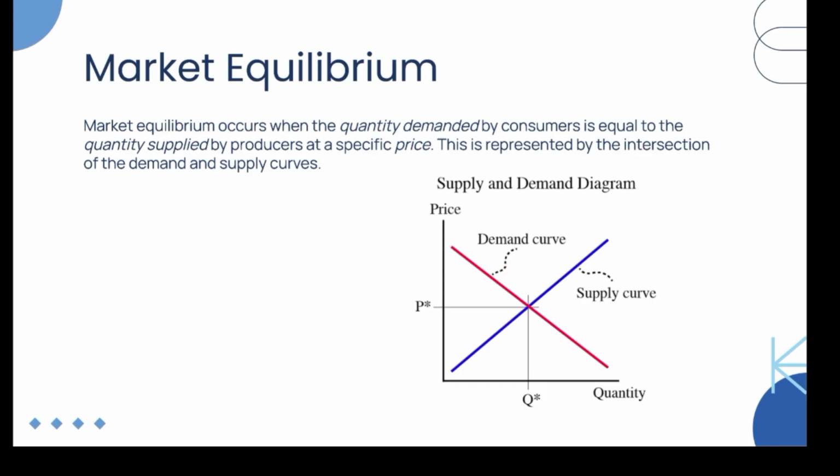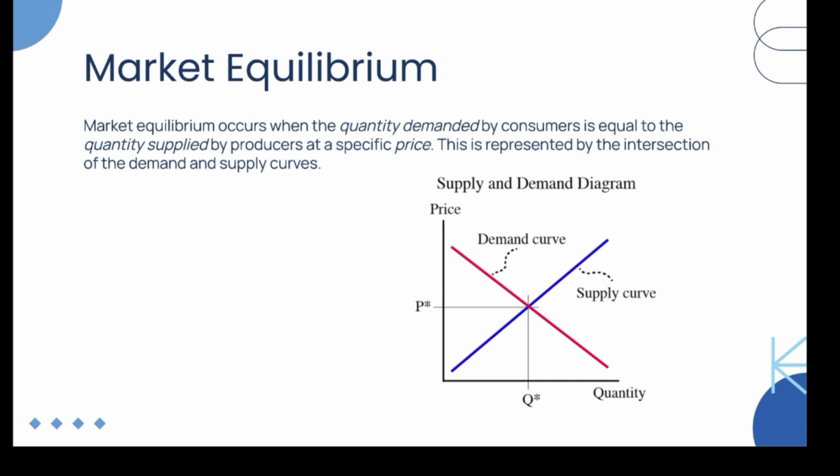Next one is market equilibrium. Market equilibrium occurs when the quantity demanded by consumers is equal to the quantity supplied by producers at a specific price. This is represented by the intersection of the demand curve and the supply curve. Like any other market, market equilibrium occurs here in this market. Actually, this is a topic of microeconomics.